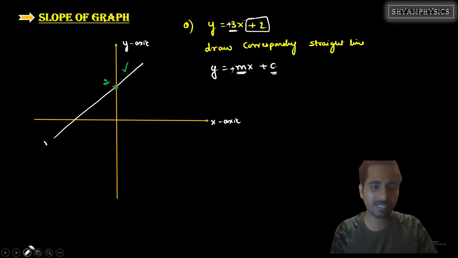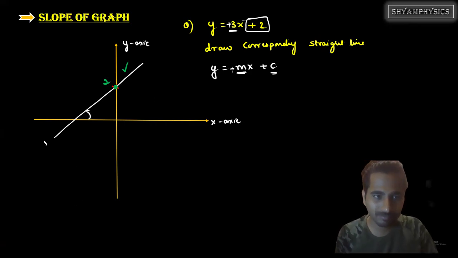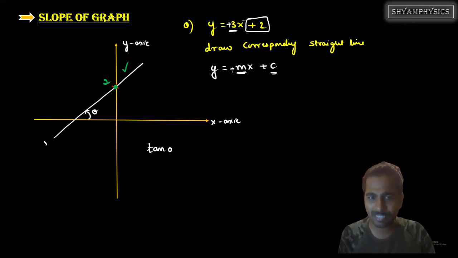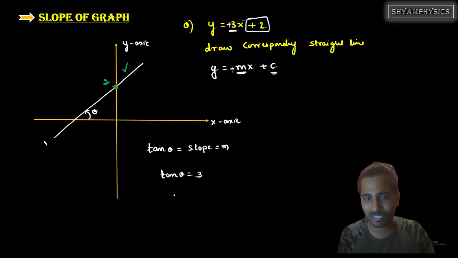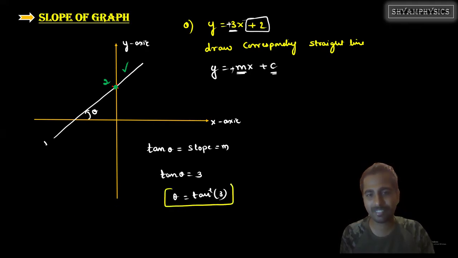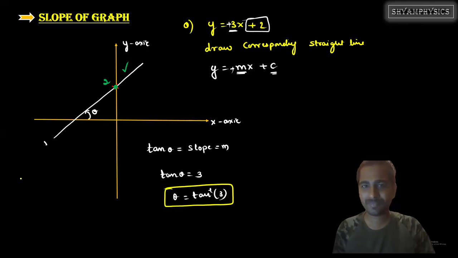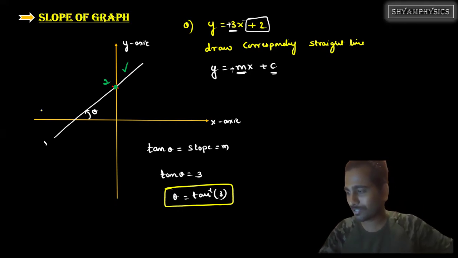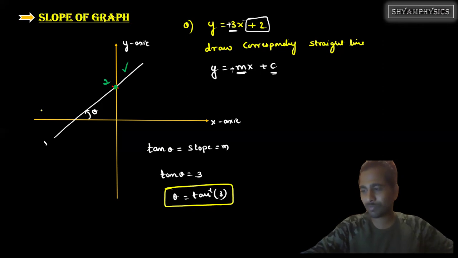Now going forward, they might ask what this angle is. They might ask for this theta value. Tan theta is nothing but the slope, nothing but m. What is the m value by the way? 3. So we can write here tan theta is equal to 3. Theta is equal to tan inverse of 3. This is the angle which is created over here. That's all. I drew the graph and I gave the information of the angle also. Hope it is understood.